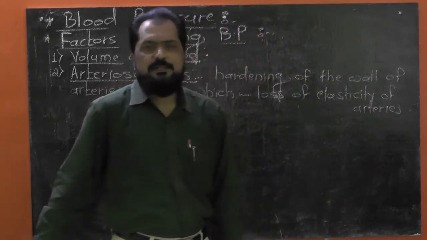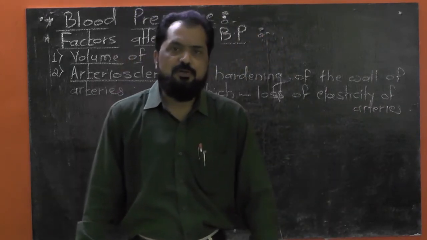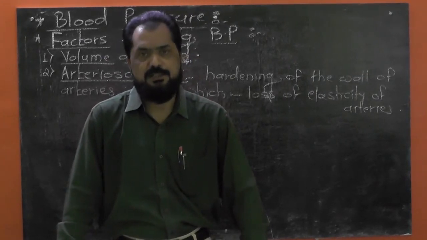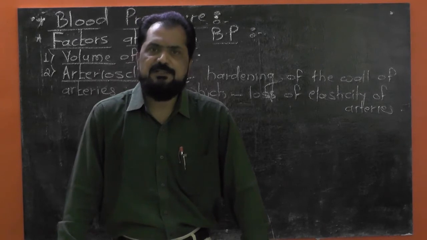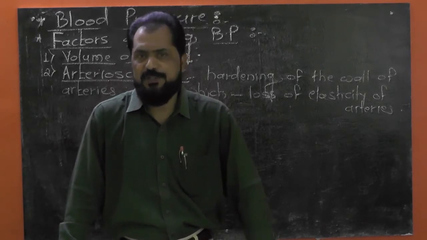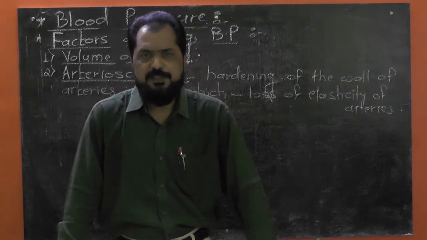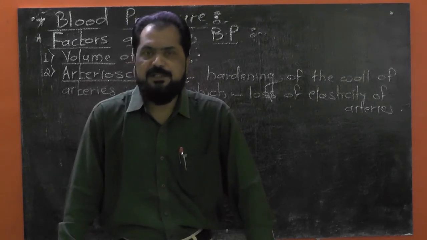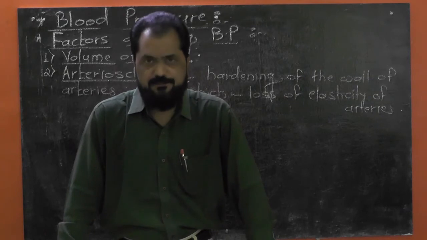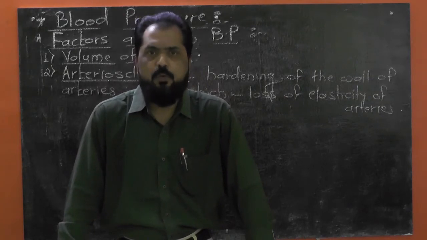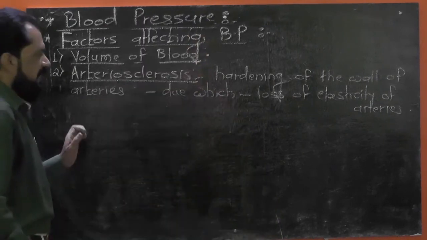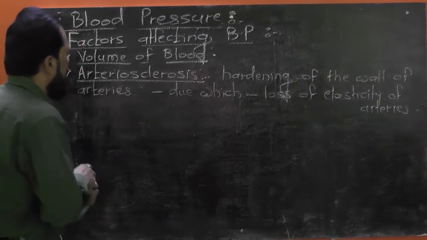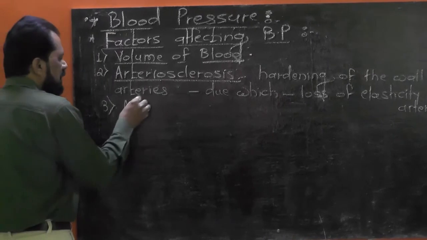It is mainly due to the degeneration of smooth muscles present in the wall of arteries and arterioles, as well as due to the deposition of cholesterol and calcium in the wall of arteries. Actually, it is considered a degenerative disease, meaning it is caused in old age. So, the second factor we have studied is arteriosclerosis. Third, atherosclerosis.